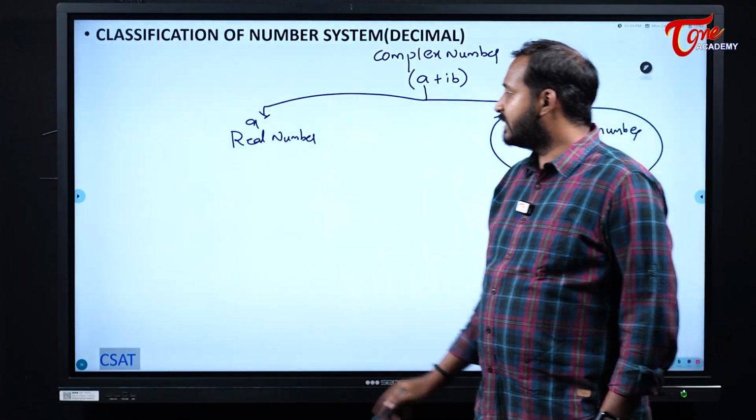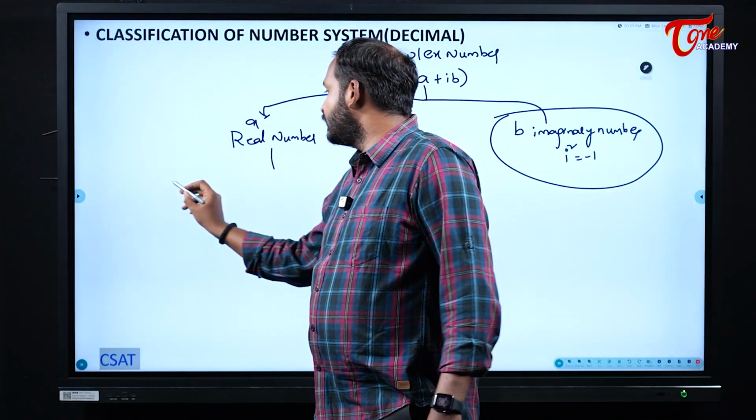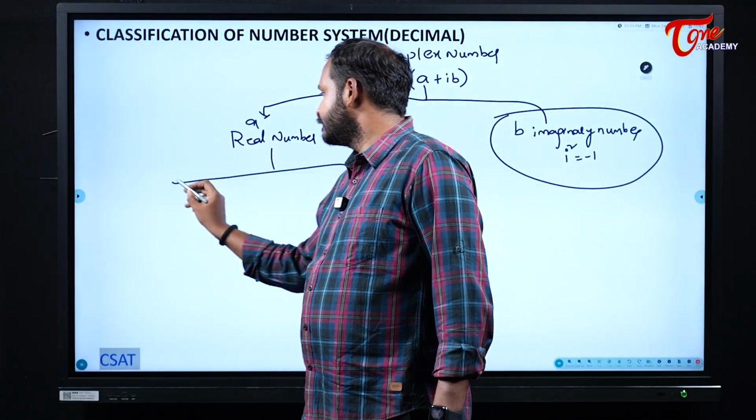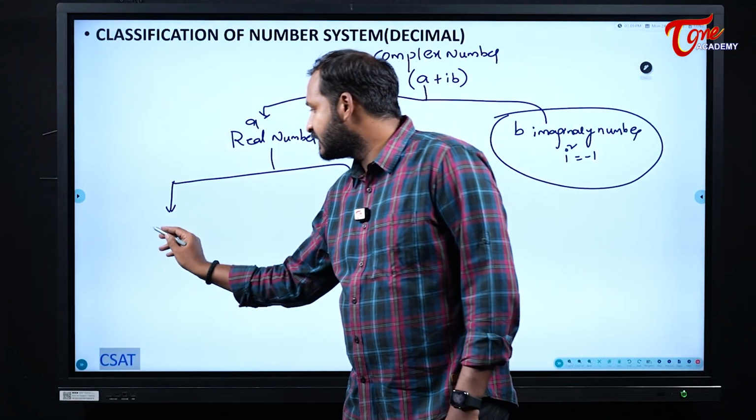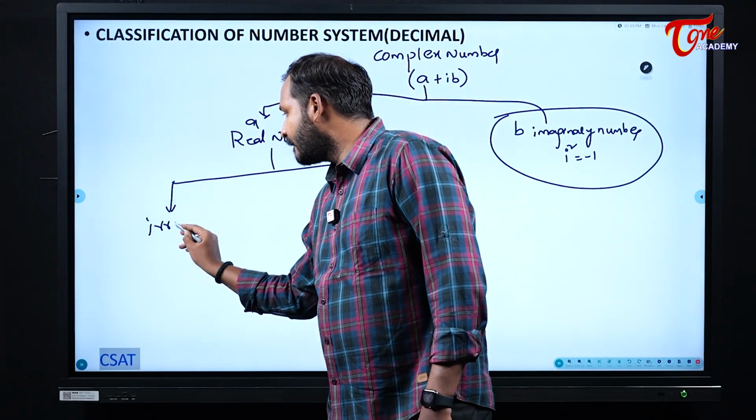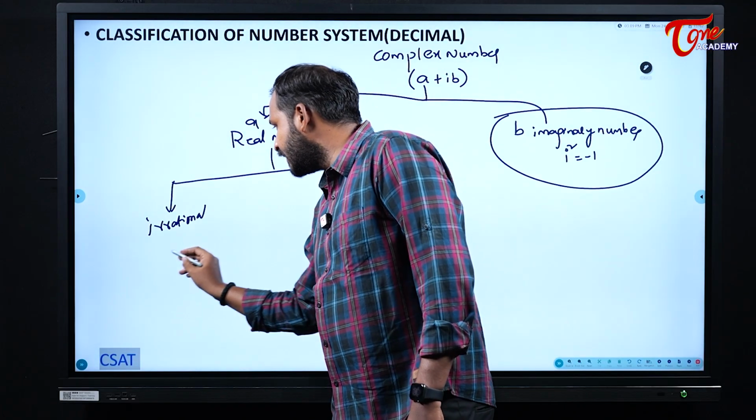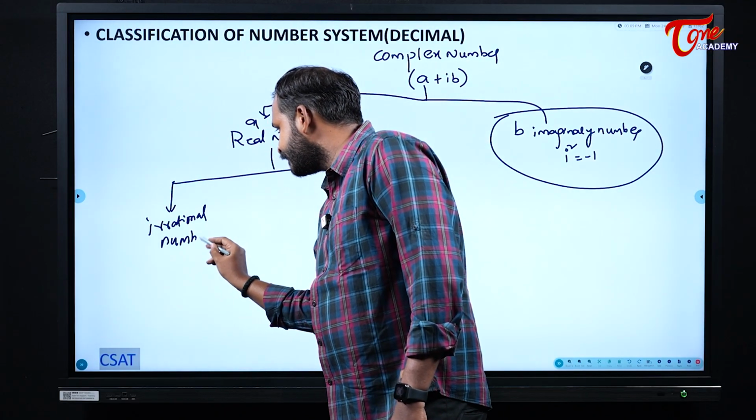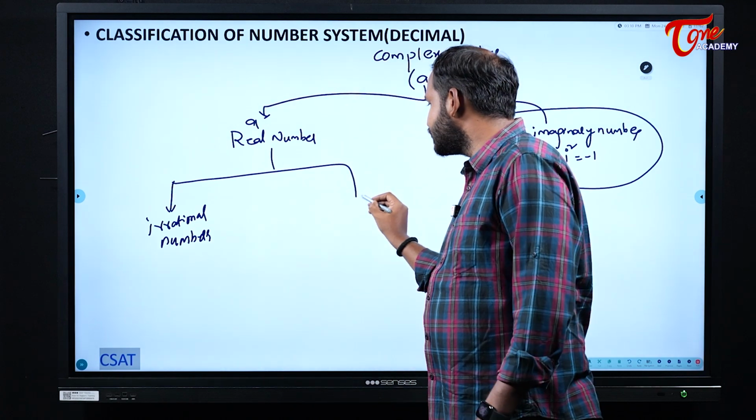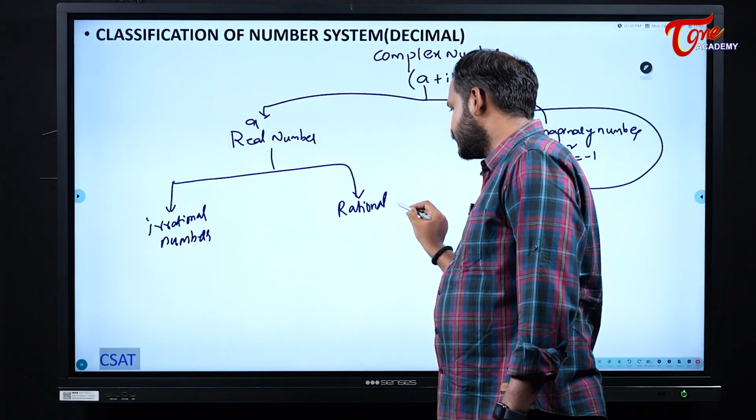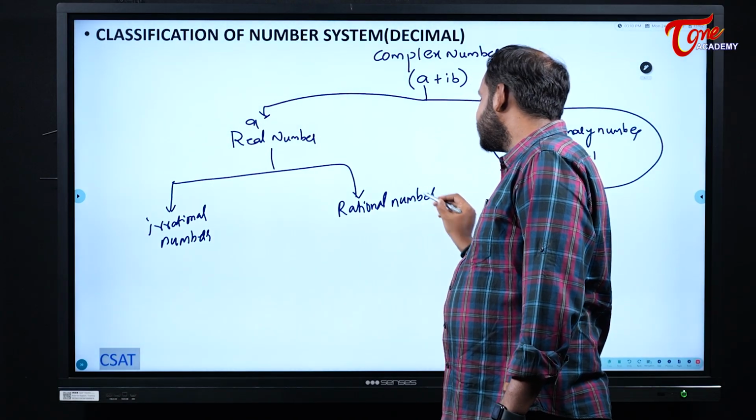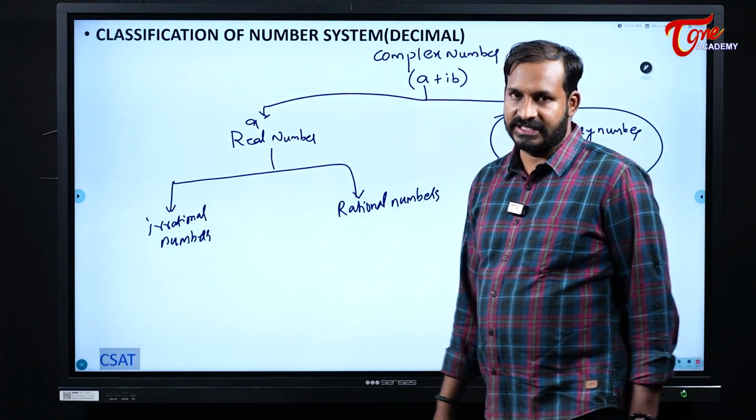See here, students, these real numbers are further divided into two categories. One is irrational numbers, and the other one is rational numbers. What are irrational numbers and what are called rational numbers?